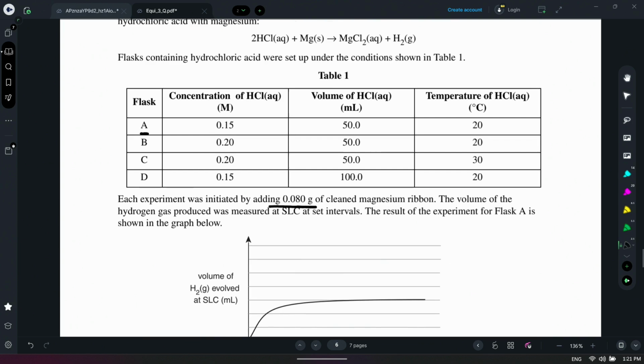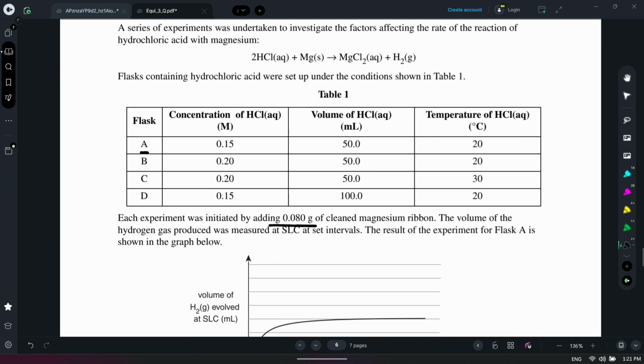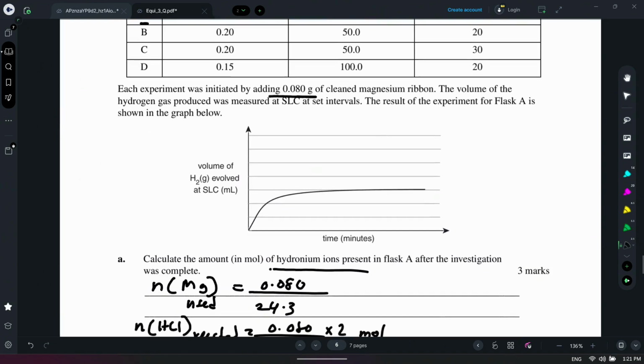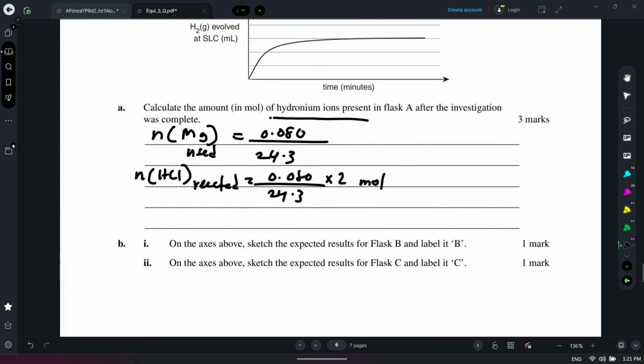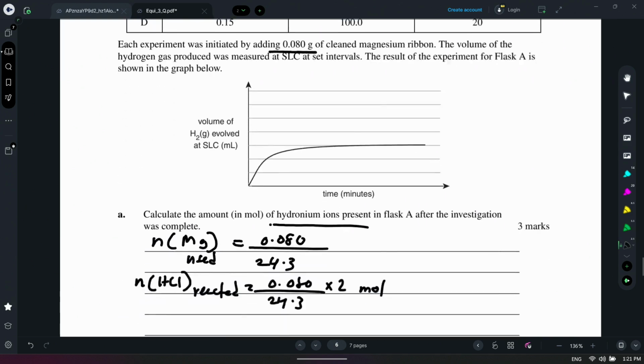Volume of the HCl added. Let me check the volume of the flask. What is the volume of the flask? Flask, table 1. I could not find the volume of the flask here. Hydrogen gas reacted. What is going on here? Huh? So the volume of the flask is 50. Yes, it says 50 milliliters.